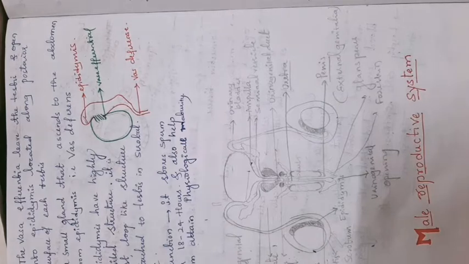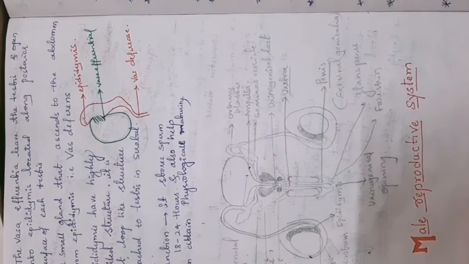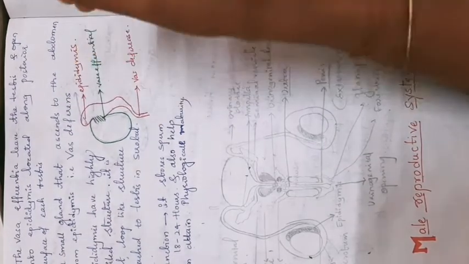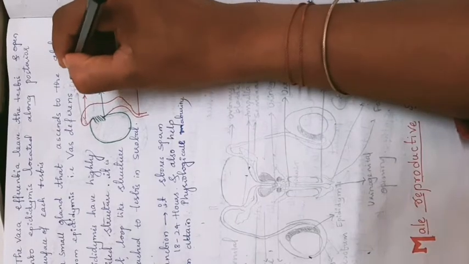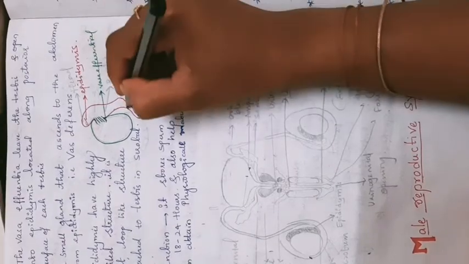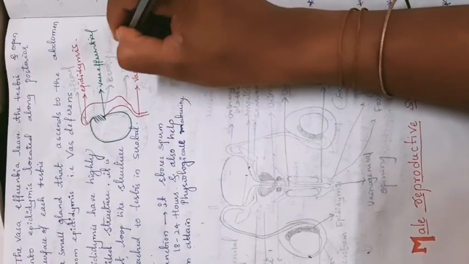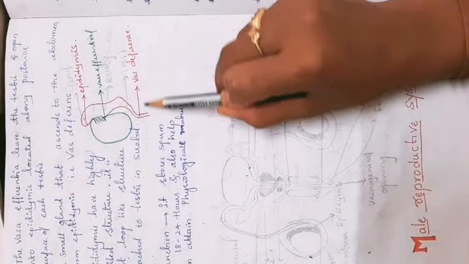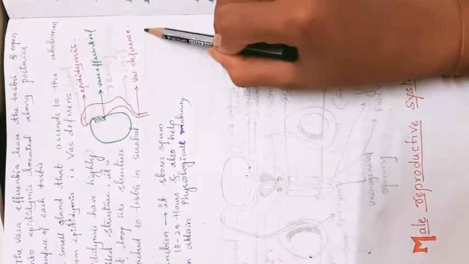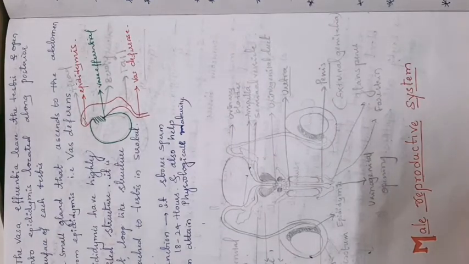Okay. The epididymis has a loop-like structure. The structure of the epididymis we can study in 3 parts. This is the head part, the middle one is the body part and the lower one is the tail part. From the tail part a tube-like structure arises, that is called the vas deferens. Okay.